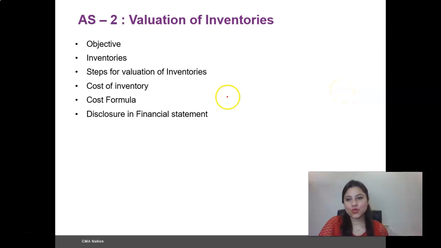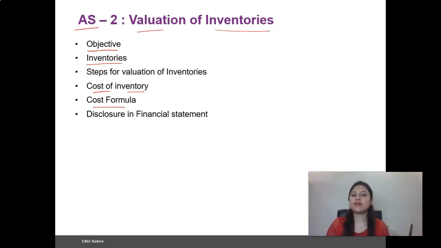Hello students. So we would be starting today the Accounting Standard 2, which is on valuation of inventories. In this particular accounting standard, firstly we will be taking a look at what is the objective of this standard, what are inventories and how such inventories are valued in the books of accounts, what are the steps for such valuation, how cost of inventory is calculated, what is the formula for such calculation, and what are the disclosures that are required to be made in the financial statements once the inventories are valued and accounted for in the books of accounts.